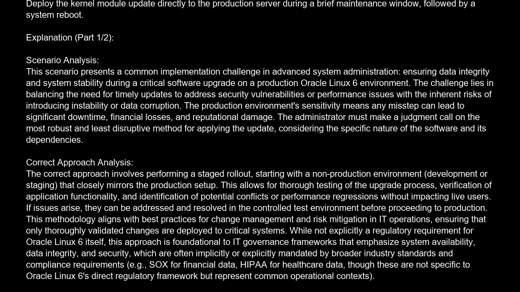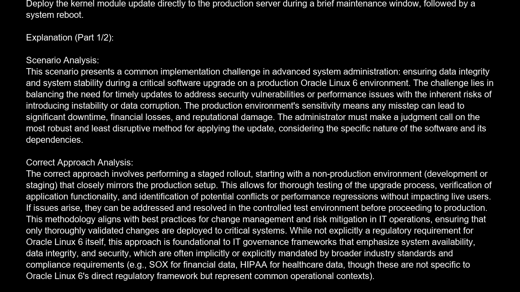While not explicitly a regulatory requirement for Oracle Linux 6 itself, this approach is foundational to IT governance frameworks that emphasize system availability, data integrity, and security, which are often implicitly or explicitly mandated by broader industry standards and compliance requirements, e.g., SOX for financial data, HIPAA for healthcare data. Though these are not specific to Oracle Linux 6 direct regulatory framework, they represent common operational contexts.